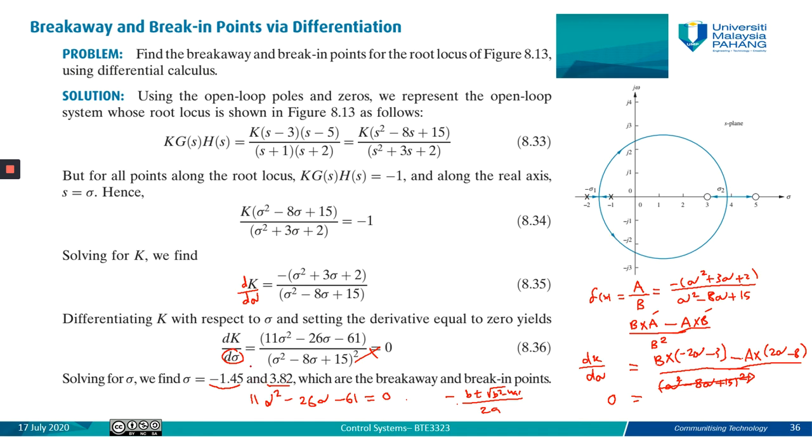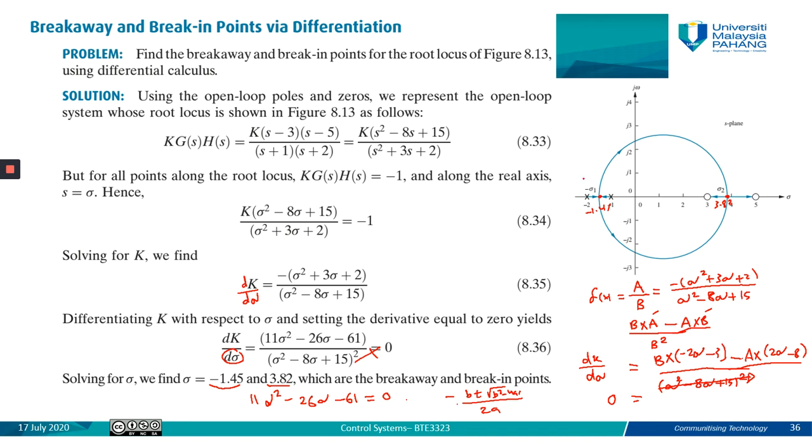If I ask you where the breakaway point is, the value here is on the negative real axis, so it must be negative 1.45. The other value is positive, so it shouldn't be here; it should be on the other side. This will be the positive value, which is between 3 and 4, so it will be 3.82.